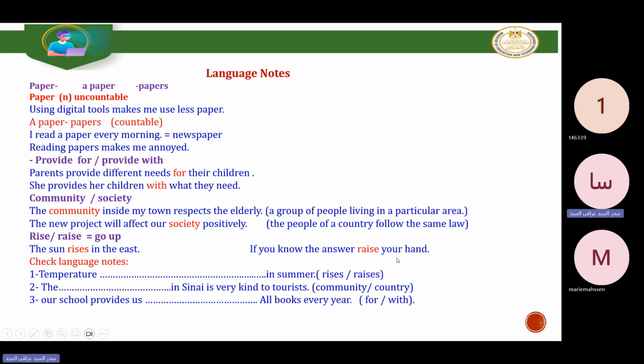Okay, let's check these notes. Number 1, temperature in summer rises or raises? Number 2, the blank in Sinai is very kind to tourists, community or country? Number 3, our school provides us blank all books every year, for or with? Okay, take your time to think.